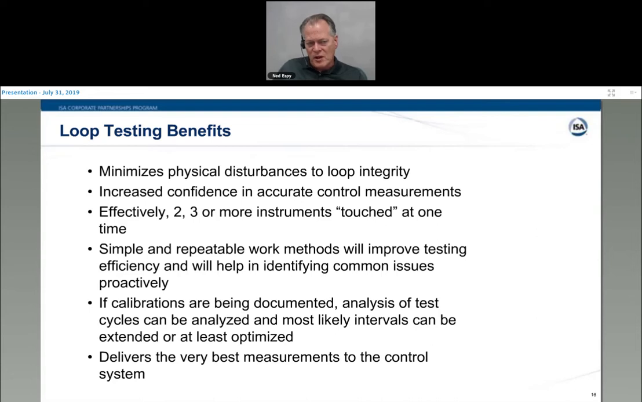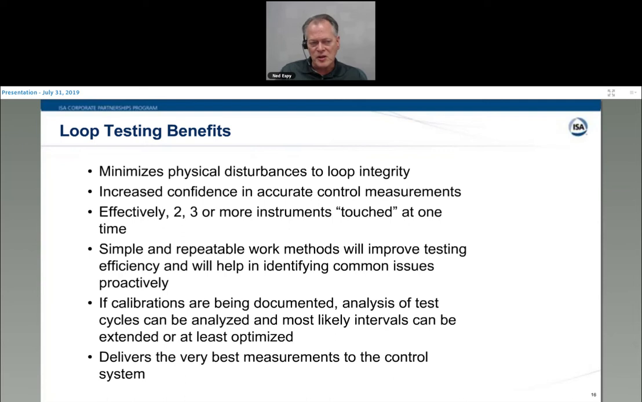So when we look at loop testing, one thing to consider is that when you pull a probe out of the process, like a temperature probe, you're making a physical change. Do you reinstall it properly? These are things that you need to weigh. Is it worth pulling that probe out of the process? Does it cause more harm than good?